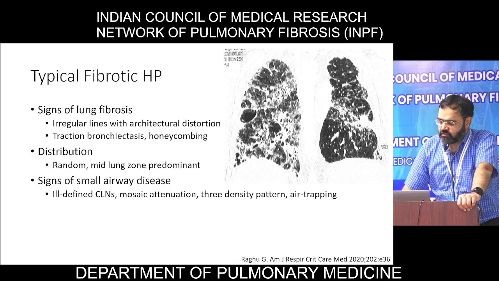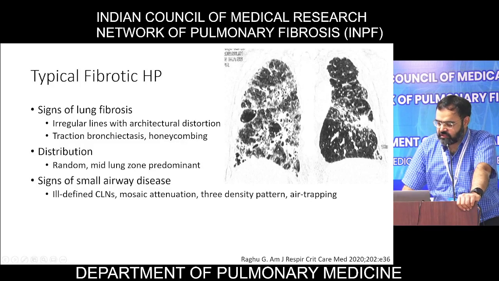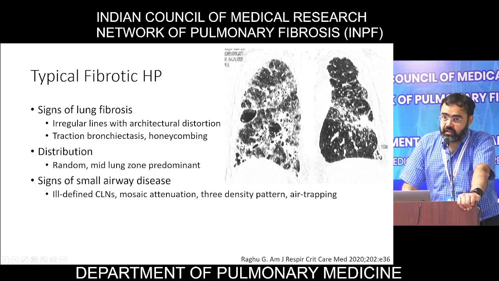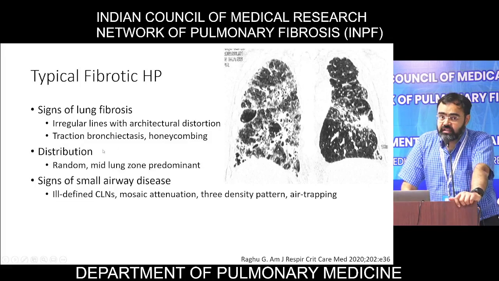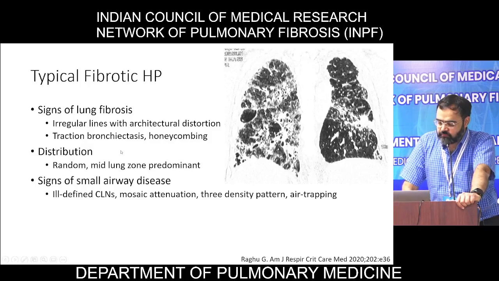There'll be signs of fibrosis in terms of some volume loss, architectural distortion, and this kind of post-traction or cicatricial enlarged air spaces may form, which may just look like a cavity or a bulla. There'll be irregular lines, so you can see irregular lines all over. There's architectural distortion. You can see that this upper part of the lung is distorted. Traction bronchiectasis and honeycombing are typical signs of lung fibrosis. The distribution here is random, but it may be mid-lung zone predominant or upper lobe predominant.